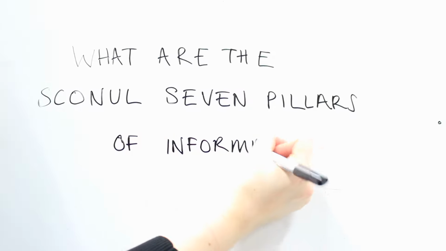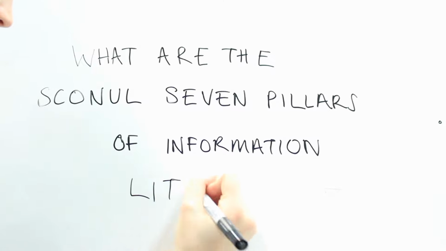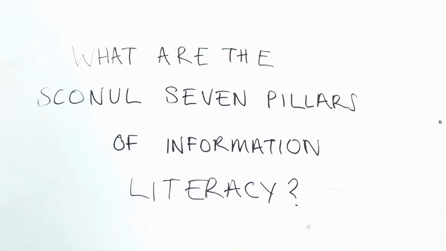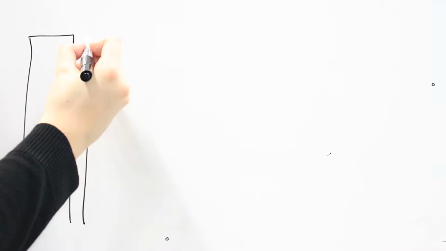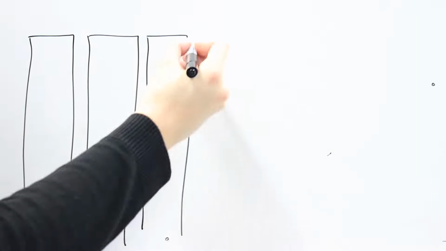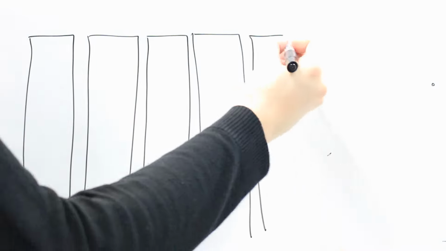What are the SCONUL 7 pillars of information literacy? The SCONUL 7 pillars model of information literacy is a framework for learning information literacy.